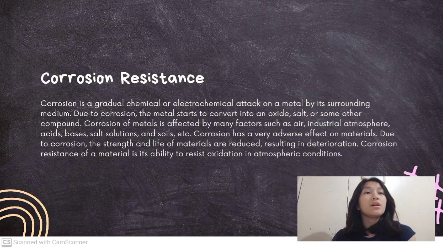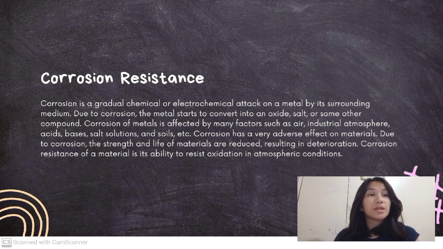Corrosion resistance. Corrosion is a gradual chemical or electrochemical attack on a metal by its surrounding medium. Due to corrosion, the metal starts to convert into an oxide, salt, or some other compound. Corrosion of metals is affected by many factors such as air, industrial atmosphere, acids, bases, and etc. Corrosion resistance of a material is the ability to resist oxidation in atmospheric conditions.